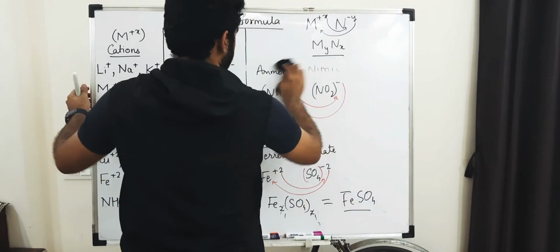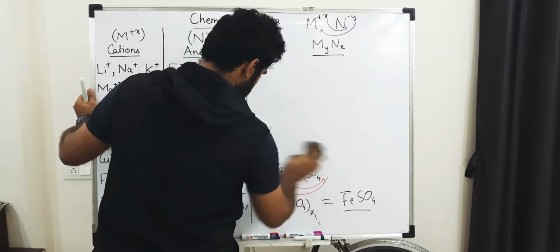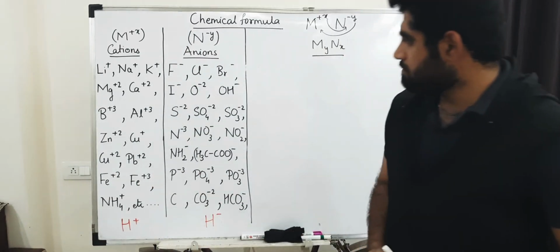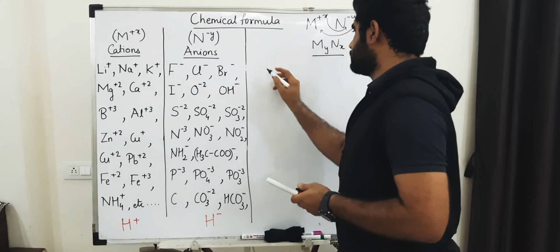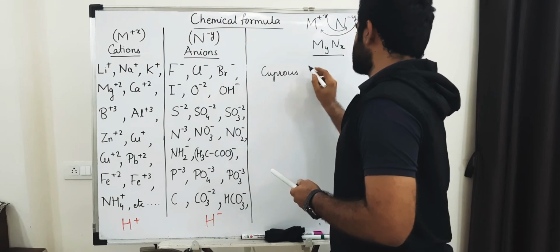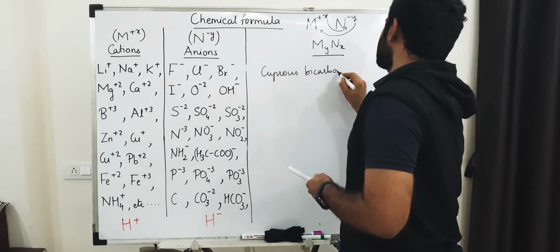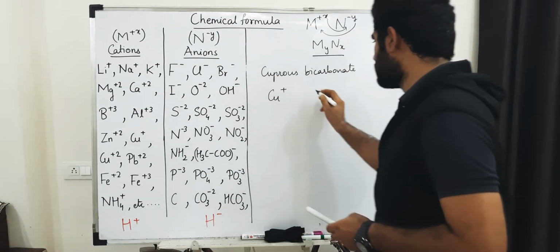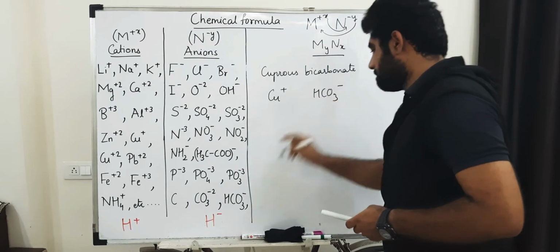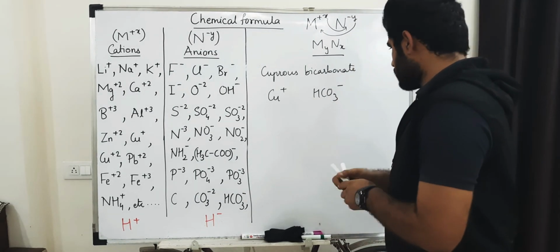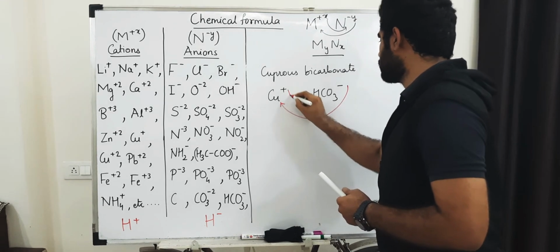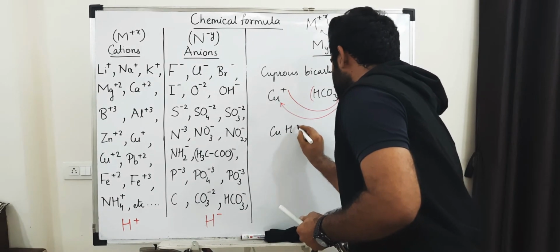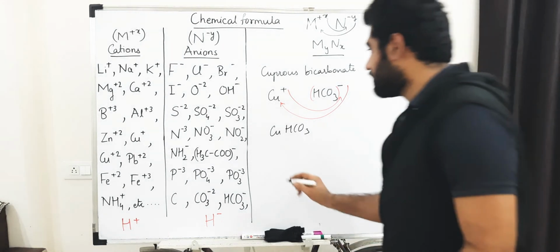Let's go for the next. Let's take a compound cuprous bicarbonate. Cuprous means single plus. So Cu plus, bicarbonate HCO3 minus, single. So the one from bicarbonate here, one from copper, whole bicarbonate. CuHCO3.